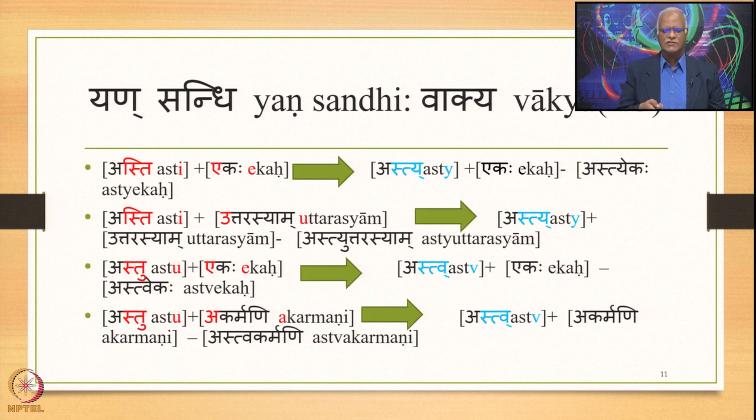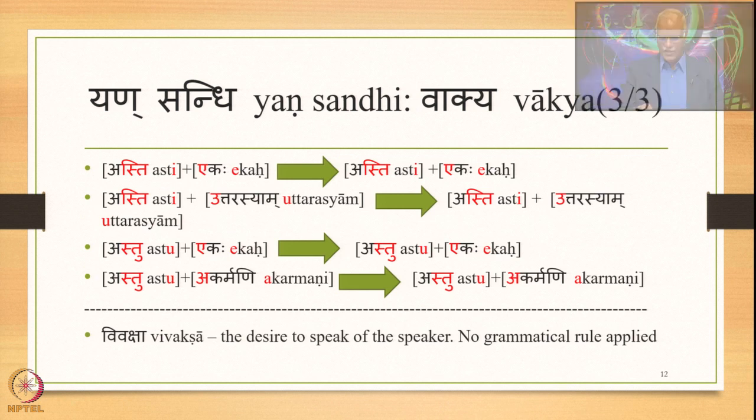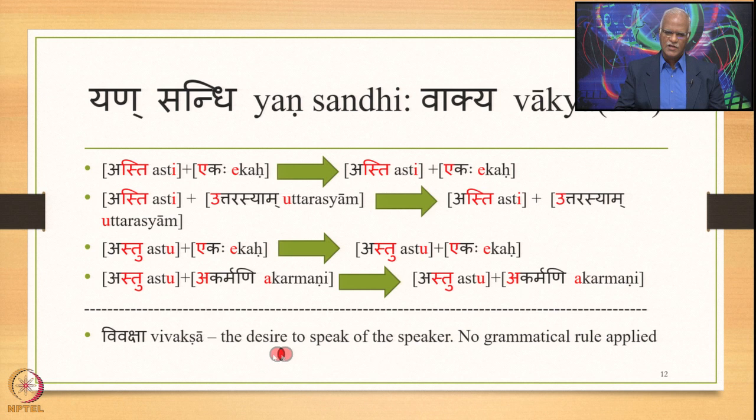What if there is no vivaksha of samhita? So if there is no vivaksha, which is the desire to speak, the desire of the speaker to speak, the speaker does not want to utter these examples in the samhita mode, then what do? Then no grammatical rule is applied because there is no samhita intended by the speaker. Even though these are the two padas which are in proximity, the speaker does not want to utter them in the close proximity, in the samhita. Probably the speaker wants to have some gap in between.